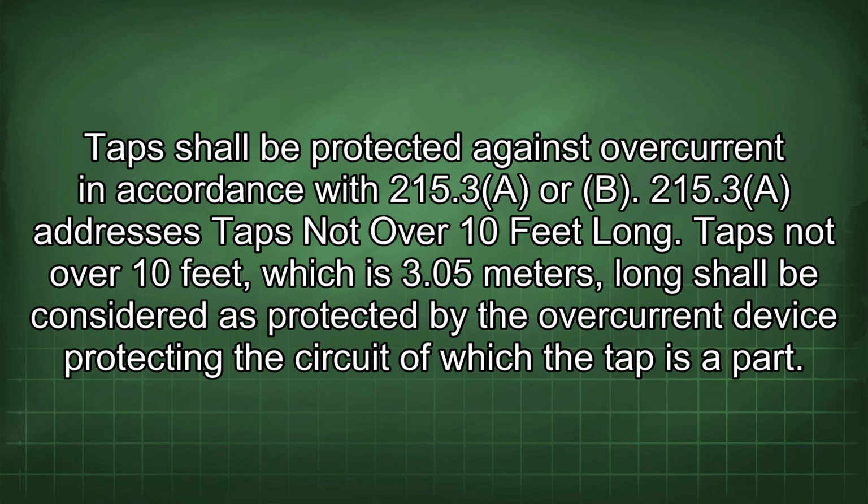Taps shall be protected against overcurrent in accordance with 215.3 or B. 215.3 addresses taps not over 10 feet long. Taps not over 10 feet, which is 3.5 meters, long shall be considered as protected by the overcurrent device protecting the circuit of which the tap is a part.